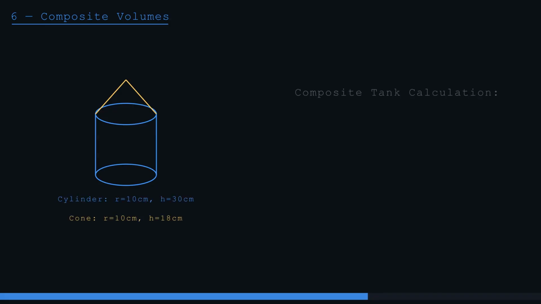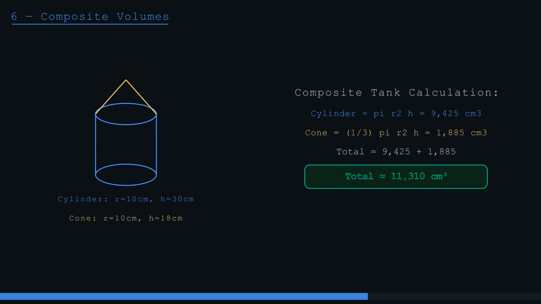For this fuel tank shaped like a cylinder with a conical nose, cylinder volume is pi r squared h equals 9,425 cubic centimeters. Cone volume is 1/3 pi r squared h equals 1,885 cubic centimeters. Total volume is 9,425 plus 1,885 equals 11,310 cubic centimeters.